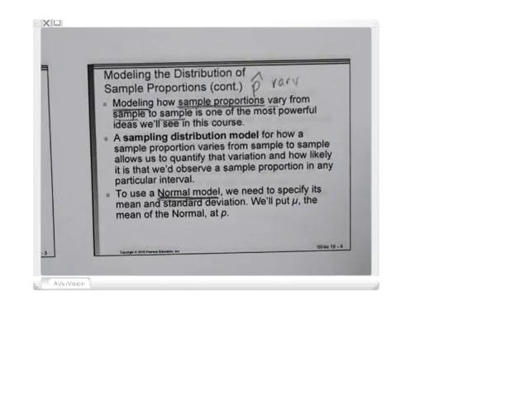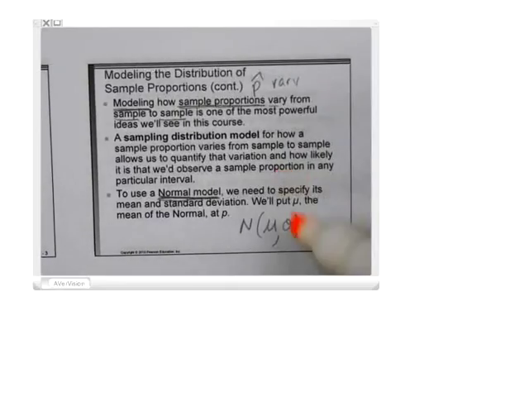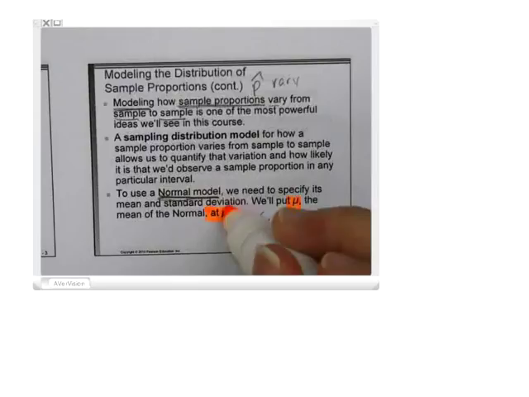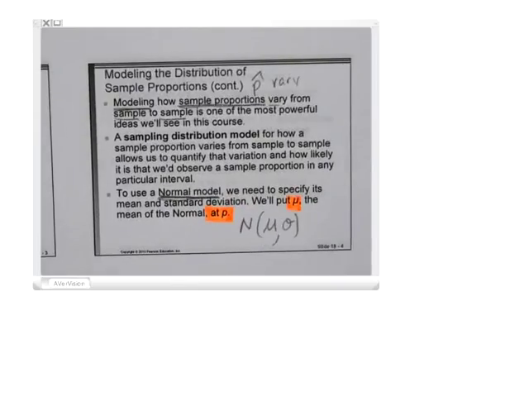But if we're going to use the normal model, of course, there's two parameters for the normal model, the mean and the standard deviation. So those are the two things that we need to talk about right now. First off, the mean, mu, is P. P is the population proportion.